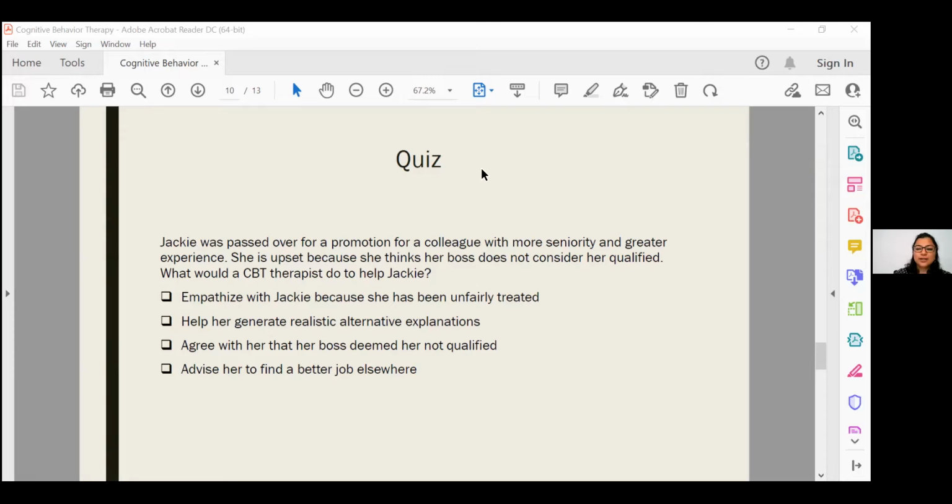Okay, so everybody, when I said you can choose two, please don't choose two. Choose the best possible one. There is only one: help her generate realistic alternative explanations. But why are we choosing this one? This is the correct answer. Help her generate realistic alternative explanations. Do not tell her to find a better job elsewhere, because if she goes with the same mindset to a better job, she will still have the same problems.